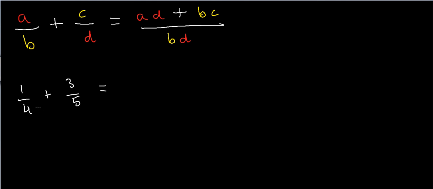So let's try looking at how to add 1 over 4 plus 3 over 5. So the first thing I'm going to do is I'm going to look at the numerator of the first fraction and the denominator of the second. And according to my formula up here, I've got to multiply these together. So 1 times 5. I've then got to add that to the denominator of the first fraction, that's 4, times the numerator of the second, that's 3. So that's 4 times 3.